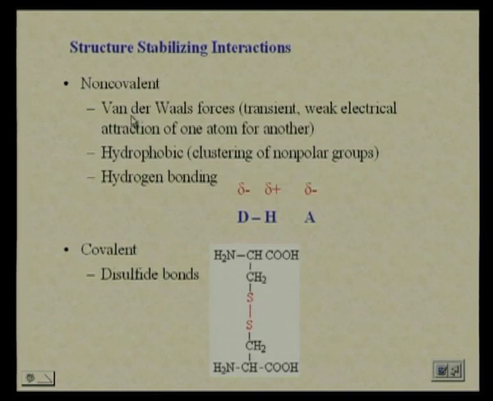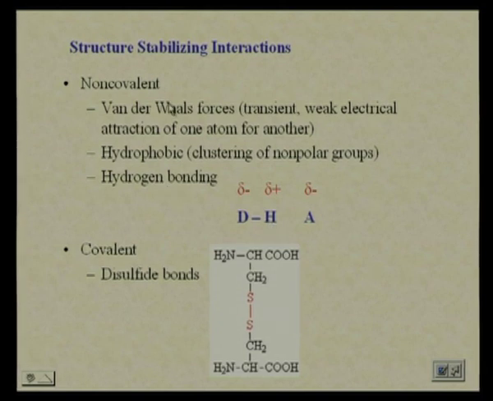The van der Waals forces are weak electrical interactions, and they are transient in nature. We have hydrophobic interactions. What are these? These are clustering of non-polar groups together, like we form the hydrophobic core of the protein. Then we have hydrogen bonding. What do we have in that case? We have a donor atom that has the hydrogen attached to it, and we have an acceptor atom. And what happens in this case? We have the hydrogen atom that is sort of partially shared between the acceptor atom and the donor atom, having partially delta negative charges and the hydrogen being delta positive.